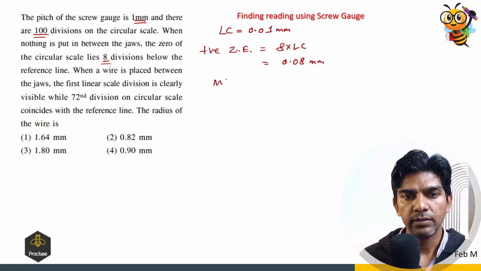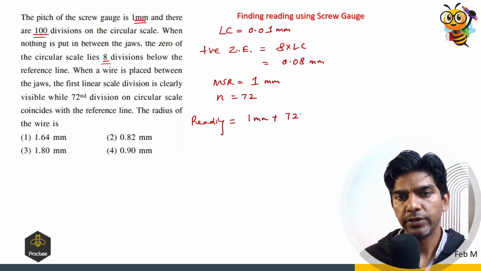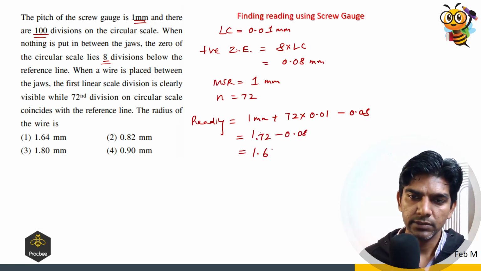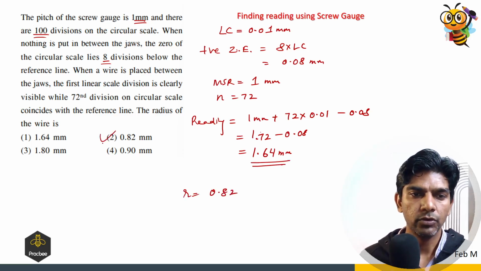When a wire is placed between the jaws, the first linear scale division is clearly visible. So main scale reading is 1 millimeter because one linear scale division is visible, and n is 72. So we have to calculate the radius. The reading for the diameter will be 1 millimeter plus 72 times the least count minus zero error. Everything is in millimeters, so 1 plus 0.72 minus 0.08, so that will be 1.64 millimeter. So this is the diameter, we have to find the radius, so radius will be 0.82. So option 2 is the right answer.